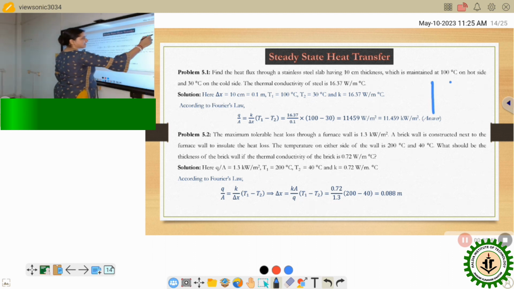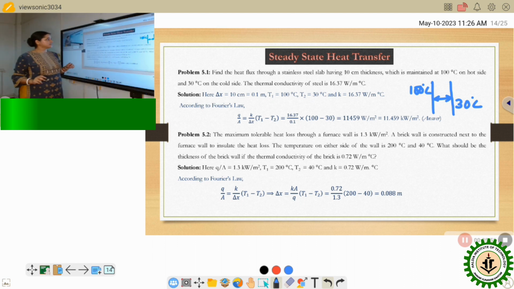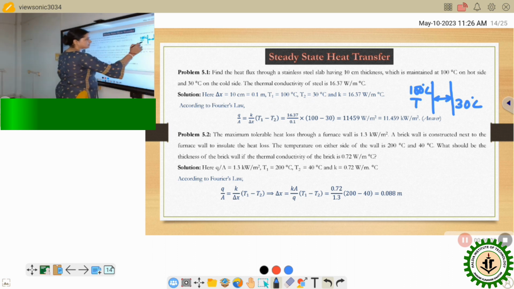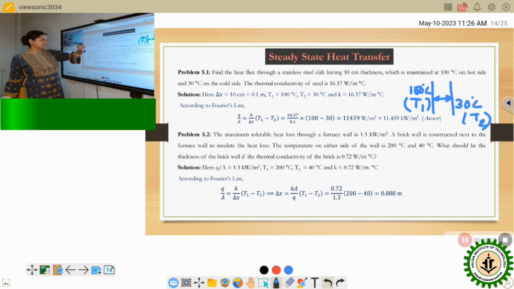So a steel slab is given where here I have 100 degrees Celsius and here I have 30 degrees Celsius, and this thickness is my 10 centimeter. Okay, and thermal conductivity is given. So delta X is 10 centimeter. I'll convert it into meter, so it becomes 0.1 meter. This is T1 and this is your T2. So T1 is given as 100 degrees Celsius, T2 is 30 degrees Celsius, K is already given.